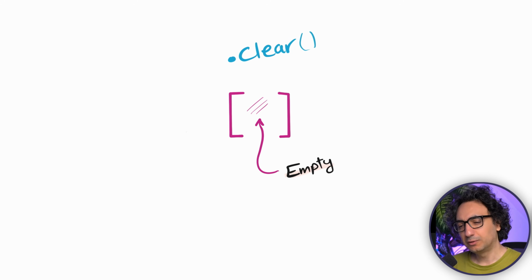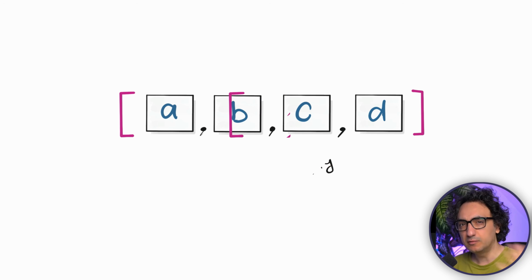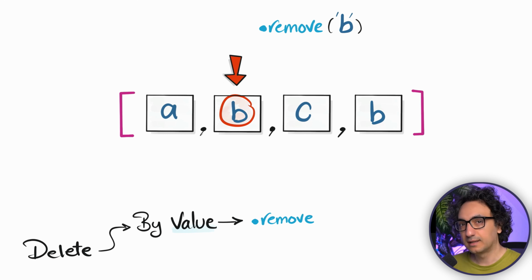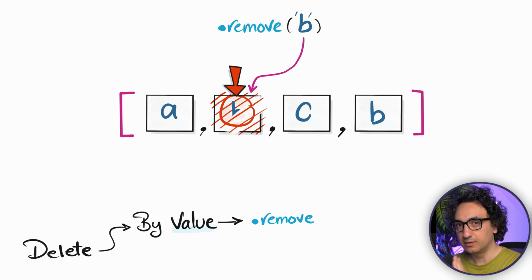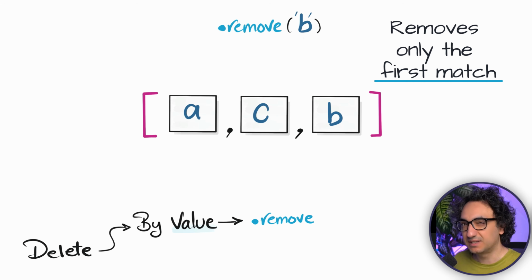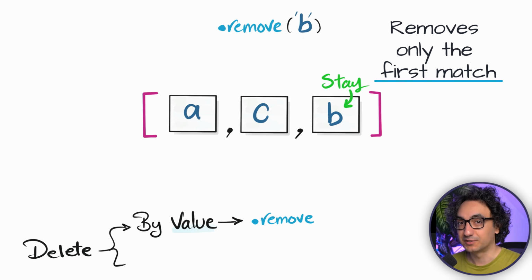But now sometimes you don't want to go and throw everything away. You want to pick one specific value and remove it from the list. For that, you have two methods. The first one is removing by value. So all you have to give Python is the value that you want to remove. And if you do that, Python is going to start searching for this value. And once it finds the first match, it's going to remove it. And after that, it's going to stop. It will not keep searching for a match. So in this example, it will not remove the second B, only the first match. So this is how you remove by value using remove.